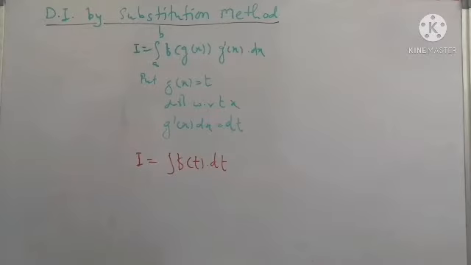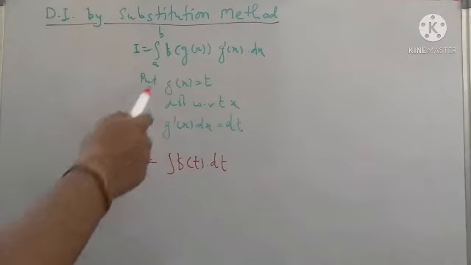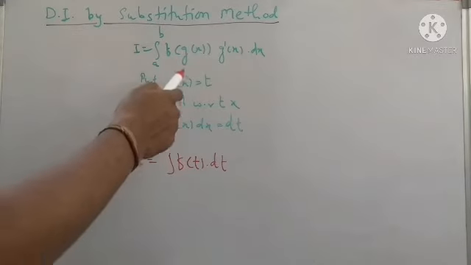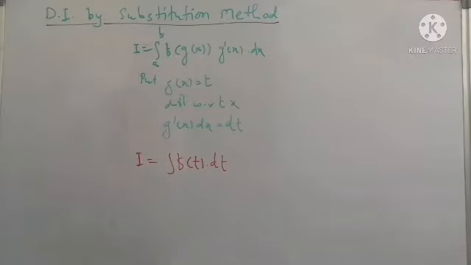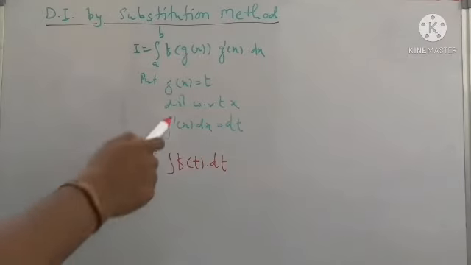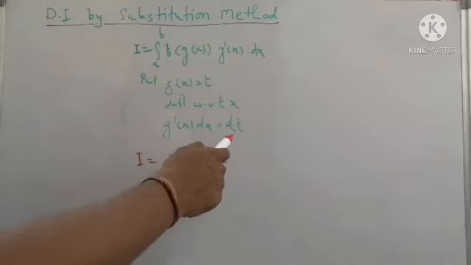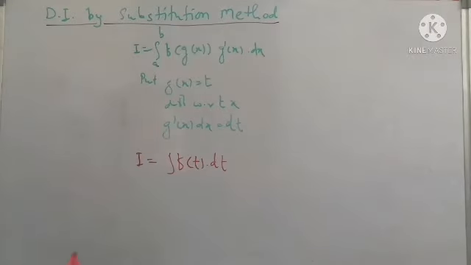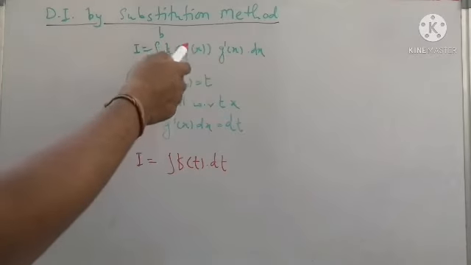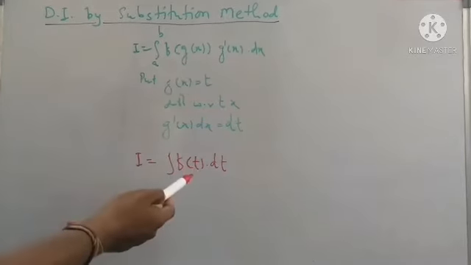Definite integration by substitution method. Here is an integral which contains a composite term in which a function of x, g of x, has its derivative g dash x as a multiplication. We put g of x equal to t and, using its derivative g dash x dx as dt, put it in the integral. The value of the integral does not change, as this integral in terms of x is converted into terms of t.